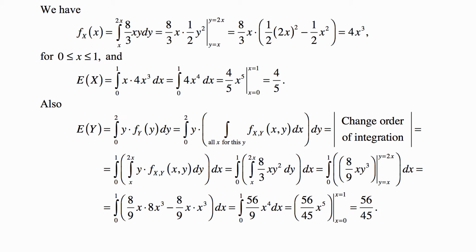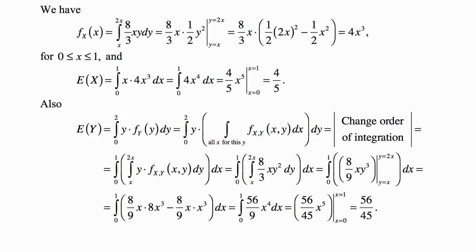Therefore the expected value of x is the integral from 0 to 1 of x times the density, which is the integral from 0 to 1 of 4x to the 4th, and that's 4/5 x to the 5th evaluated from 0 to 1, so it's 4/5.